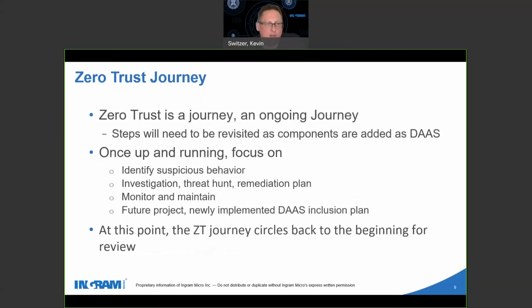Now, bear in mind, zero trust is a journey, an ongoing journey. We will need to revisit all of these steps as components are added to the DAAS. Once this architecture is up and running, we should maintain focus on identifying suspicious behavior, being able to investigate, threat hunt, and also have a remediation plan on paper. We need to monitor and maintain the zero trust as well as all the systems. And for all those new projects and newly implemented types of DAAS, there needs to be a plan to move these into the zero trust journey. So at this point, we're really cycling back into the beginning of zero trust, and the cycle continues.